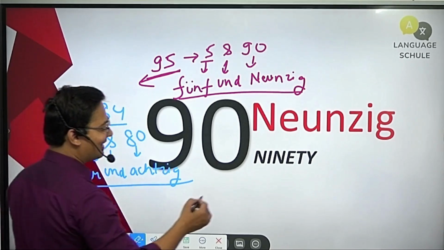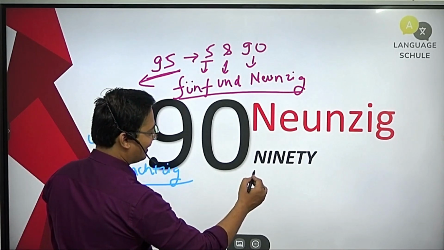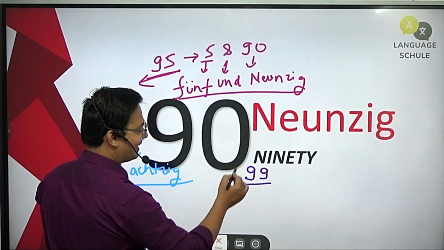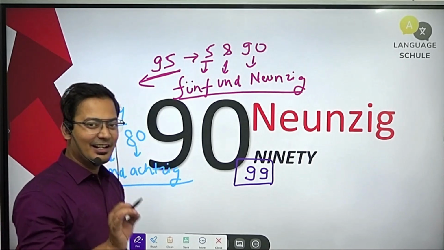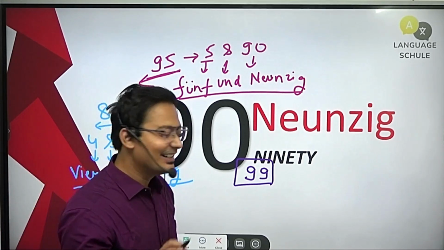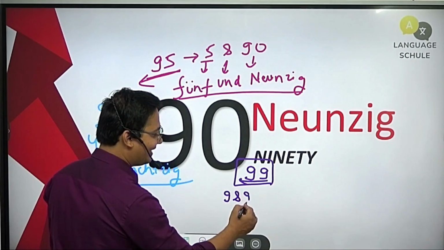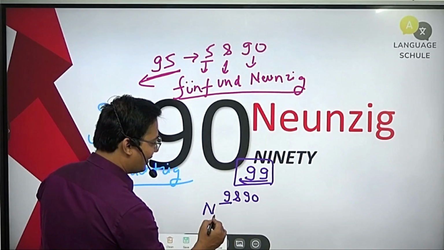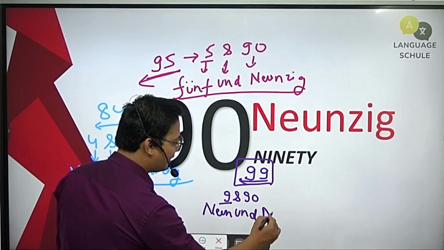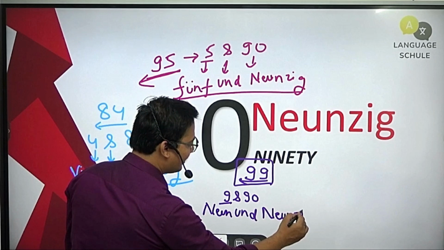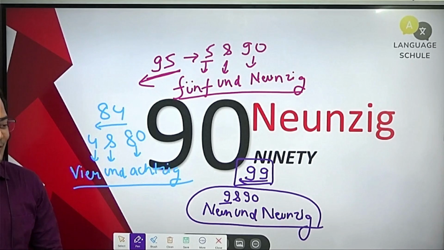If I take the last number, let's suppose I took 99. Then what can we say in German? See, 99, 9 and 90. So it is what? 9 and is und, neun und neunzig. 99 is neun und neunzig.